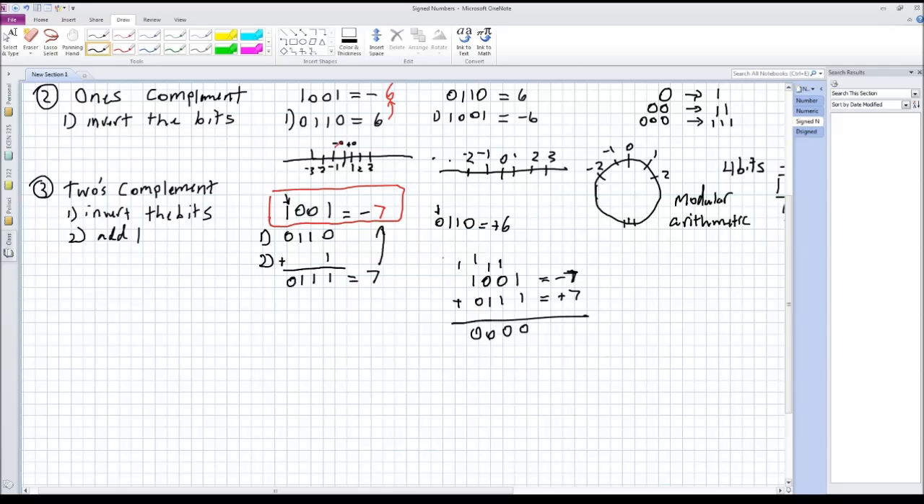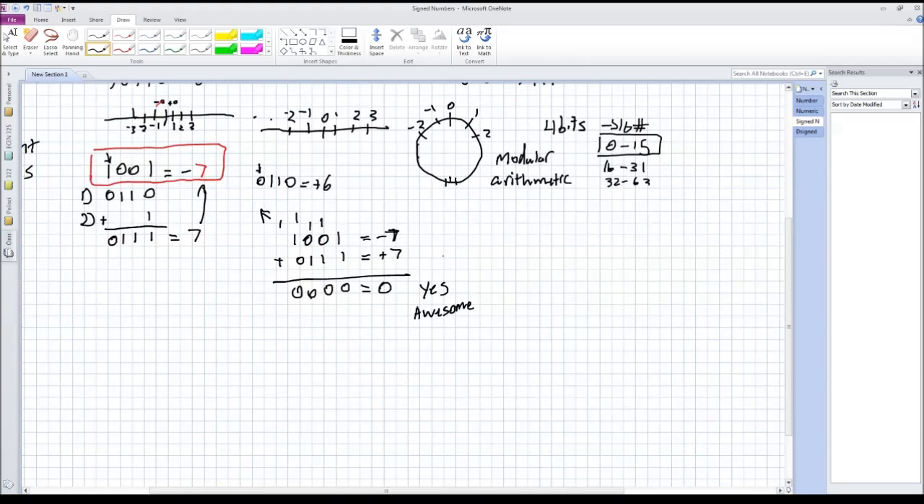Well, with this last one, we've overflowed. We've only got 4 bits available, and we can't hold this extra bit in memory. We don't have enough space for it, so we just ignore it. So we get 0, 0, 0, 0, which makes sense: -7 plus +7 equals 0. Yes! Awesome. Math works.